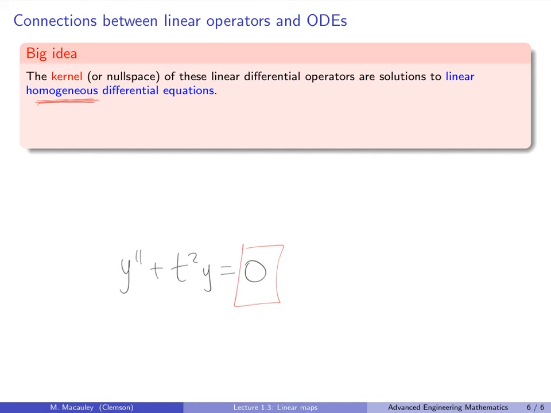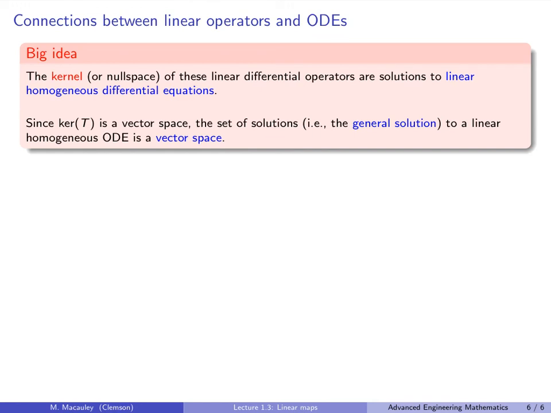But right now, the takeaway message is that the kernel of these linear differential operators are solutions to linear differential equations. Moreover, since the kernel of an operator is a vector space, then the set of solutions to these differential equations, which we often call the so-called general solution, well, the general solution is a vector space. And that's how vector spaces arise in differential equations. And we'll see a lot more of this fairly soon. So stay with us.